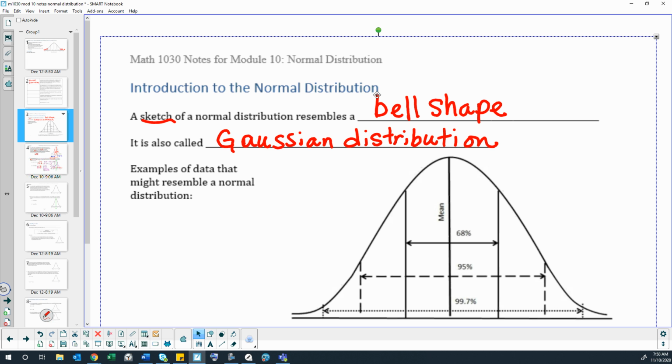Okay, so do you guys know of things where the data fits this pattern? Can you think of anything that might fit it, just off the top of your head?